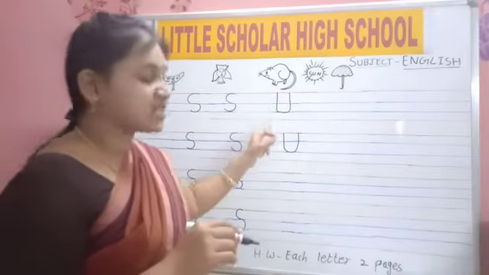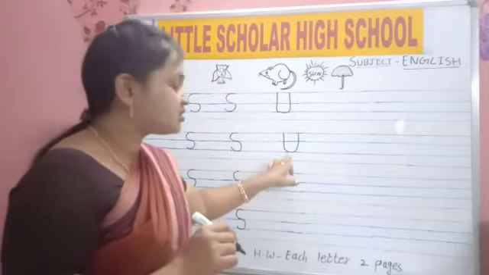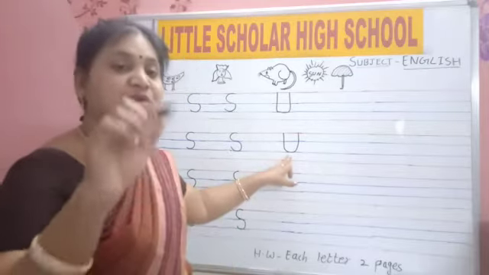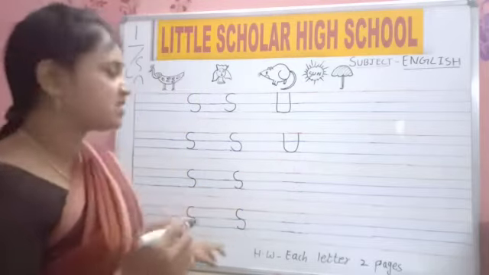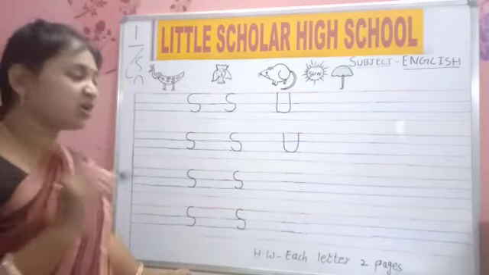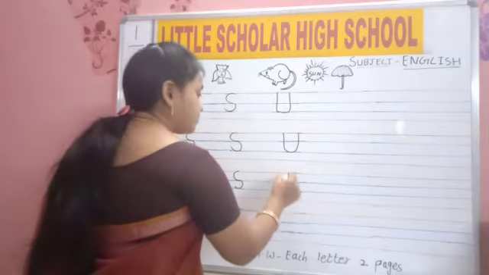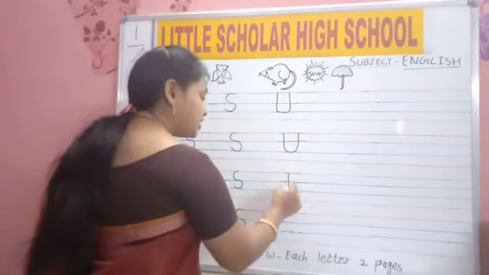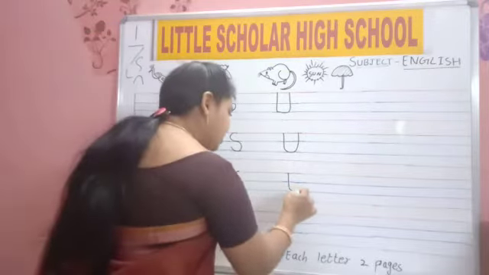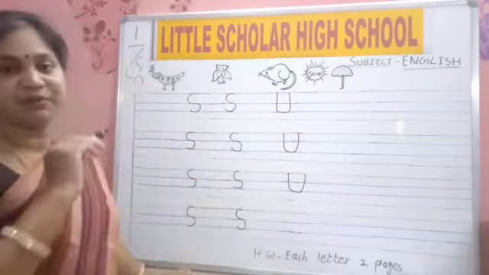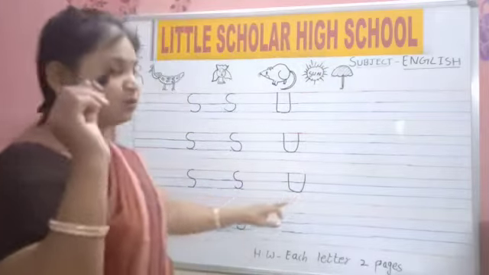Yes, one standing line, you will come down standing. But when you are touching this blue line, you will turn it into a curve line. You will write it curved and again go up, without removing your hand. See, one standing line from up to down. When you are touching the blue line, make it curve and go up again.